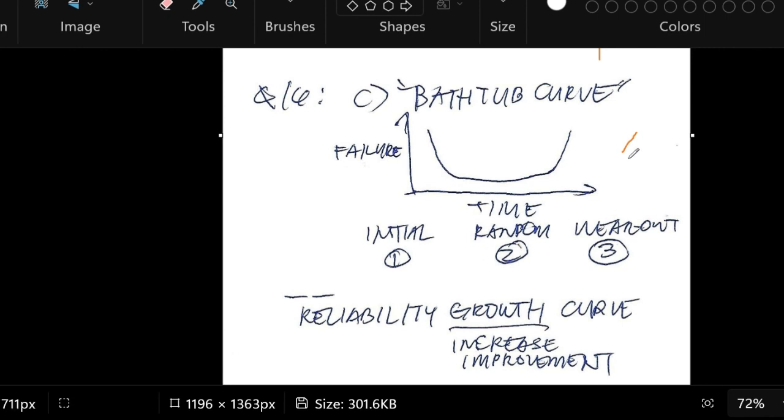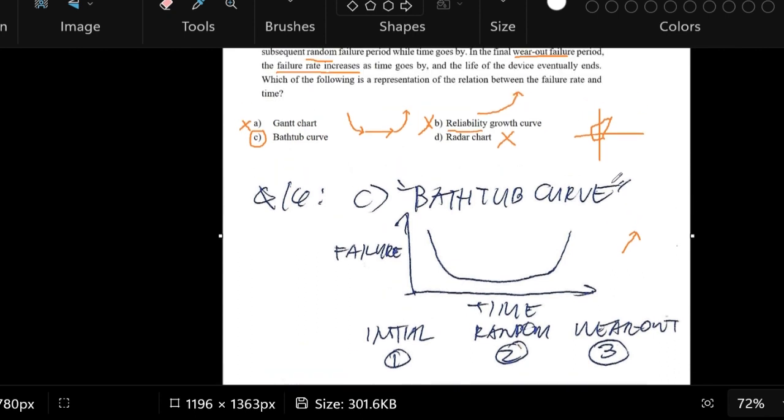Okay. And then for the reliability growth curve, we have to focus on this word growth, which means it's supposed to improve. But this one is saying that the failure increases. So this is definitely not the correct answer, because this one is supposed to be increasing in terms of failure. Okay? So in the end, what is the correct answer? The correct answer is letter C, the bathtub curve.